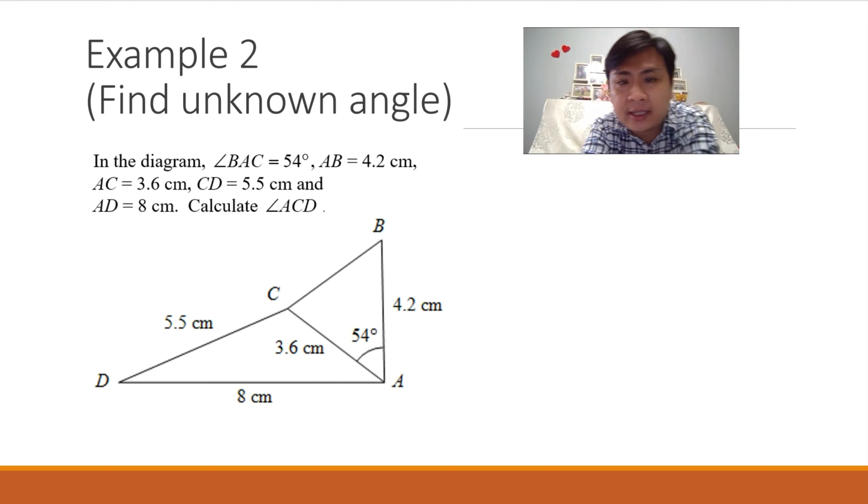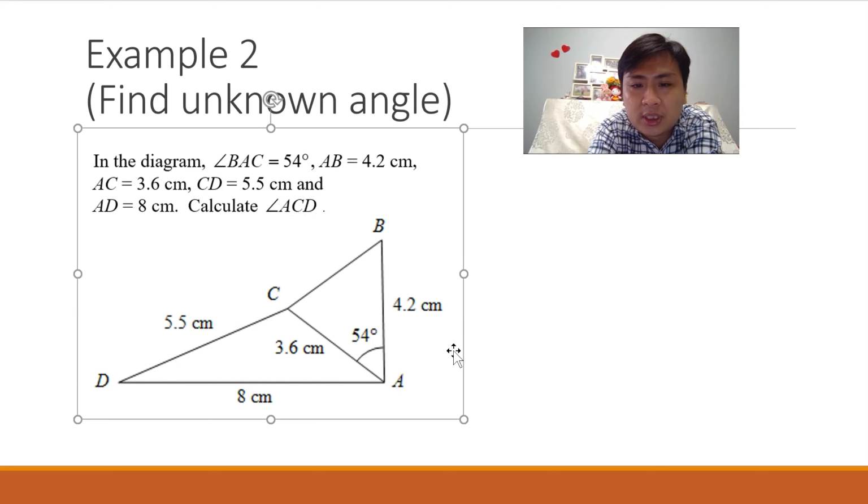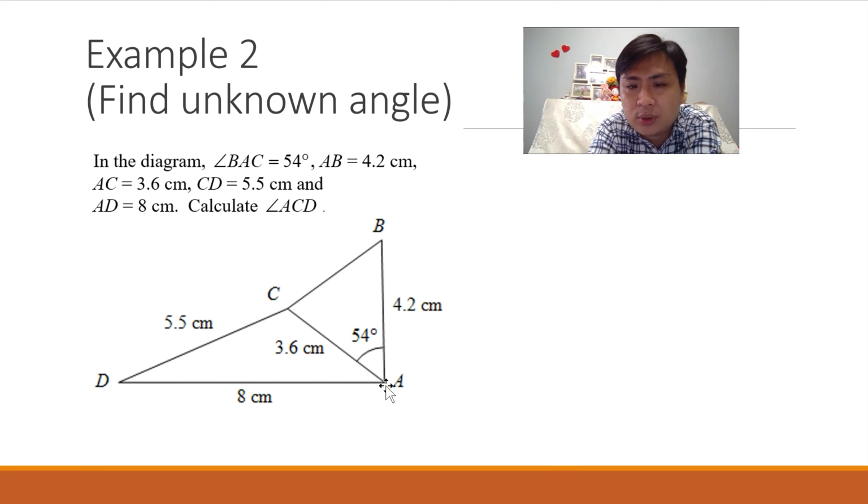Let's take a look at the second example, where we use the cosine rule to find an unknown angle. In this diagram, we're given BAC to be 54 degrees, AB is 4.2 cm, AC is 3.6 cm, CD is 5.5 cm, and AD is 8 cm. We are supposed to find angle ACD. To find angle ACD, which triangle do we use: triangle ABC or triangle ACD? In this example, it's pretty straightforward. Since we are supposed to find angle ACD, rightfully we should be using triangle ACD to help us find the answer.